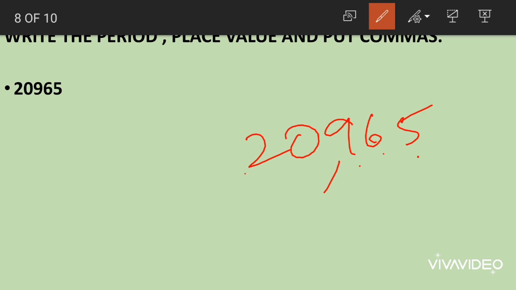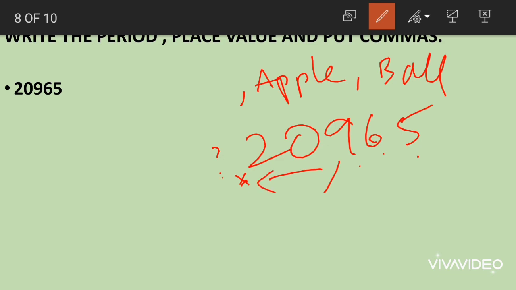And then we put the next commas after every 2 digits. Now, 1, 2. If I put up a comma here, it will make no sense, because there is no digit here after 2. If you take the example of English language, where do you put a comma? You put a comma after a word. Apple, comma, ball. Right? You won't write comma, apple, comma, ball. You don't start the sentence with comma, right? In the same way, we do not start the number with comma. So here we do not put a comma even though it is after 2 digits, because there is no digit in front of 20965. Okay children, I hope this is clear.